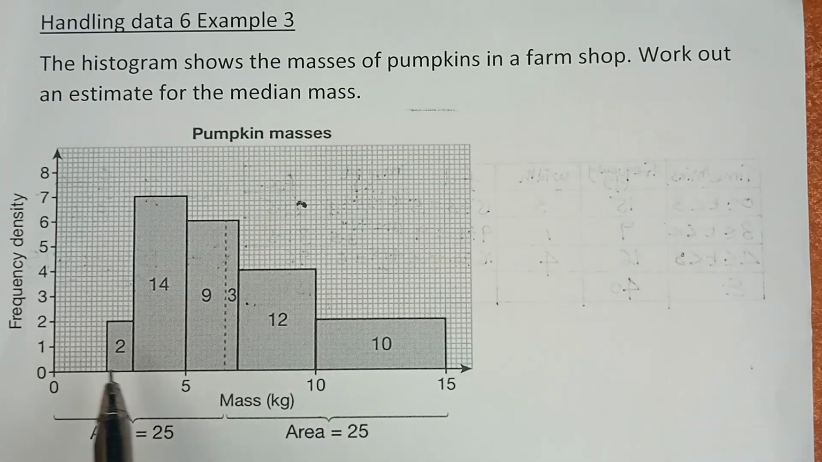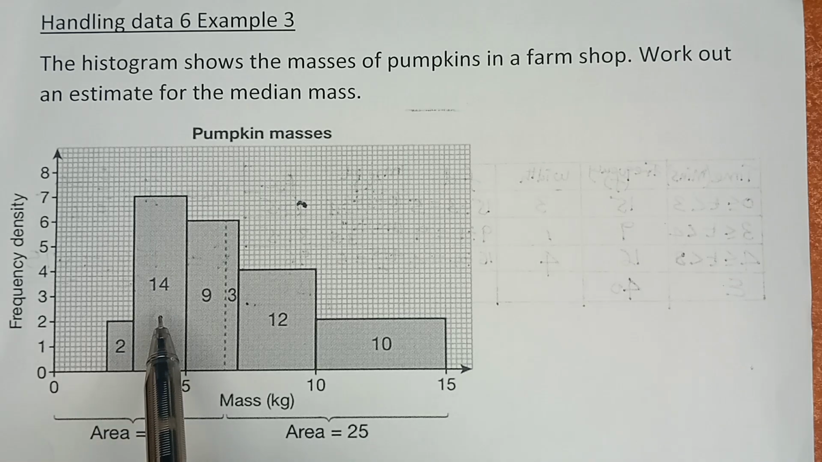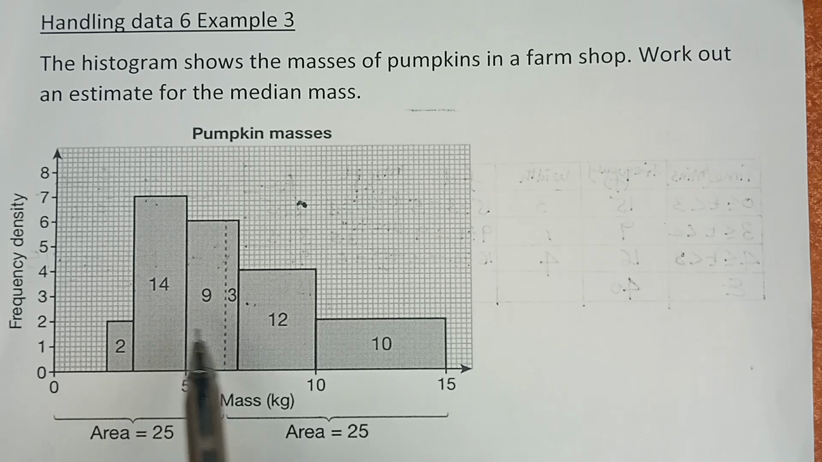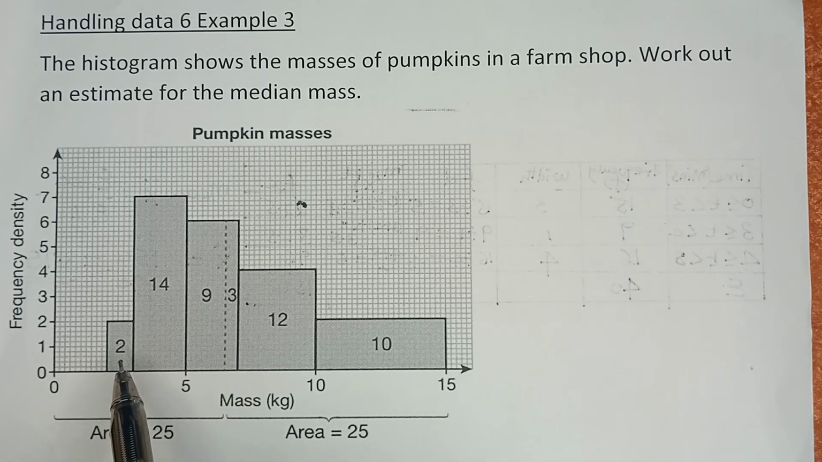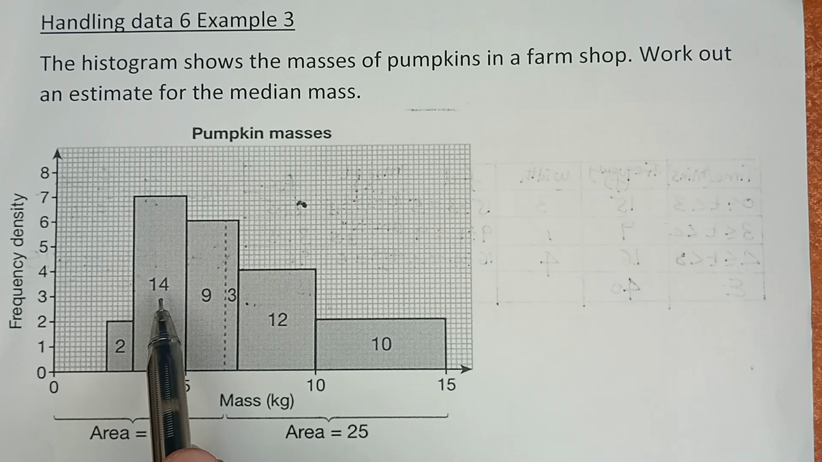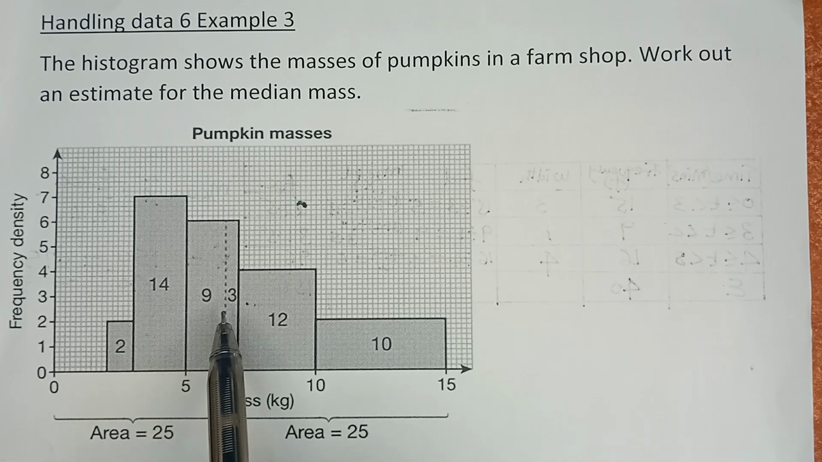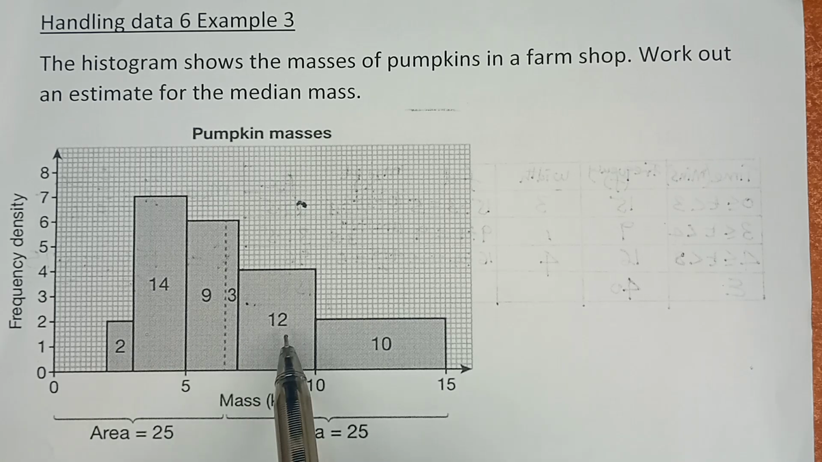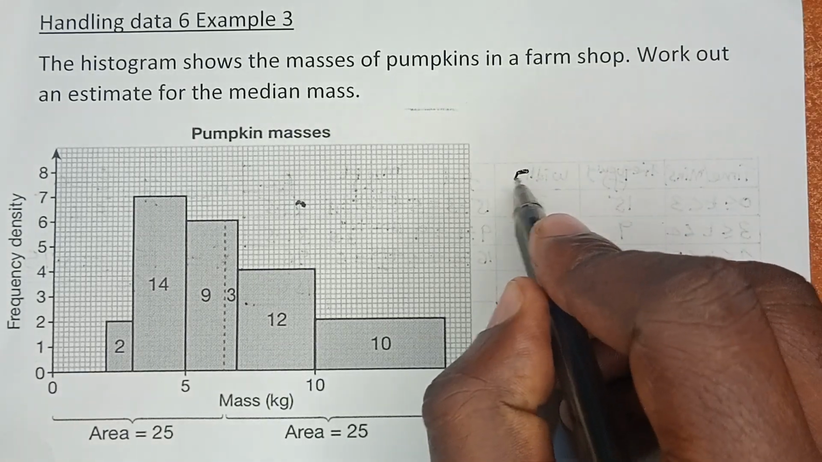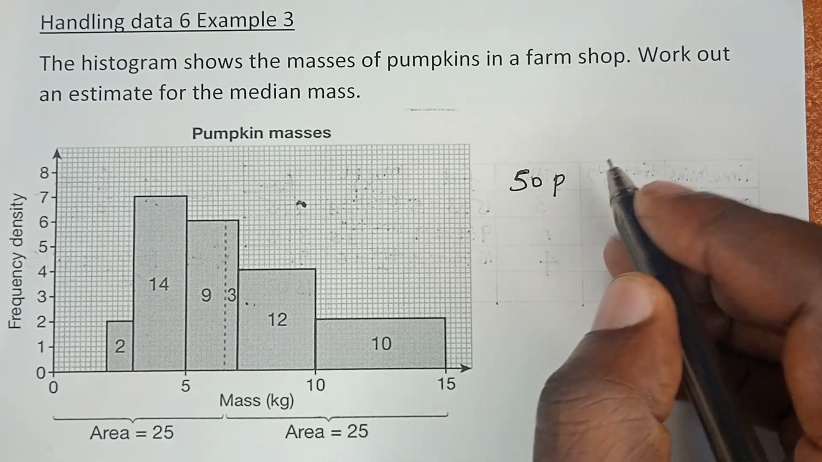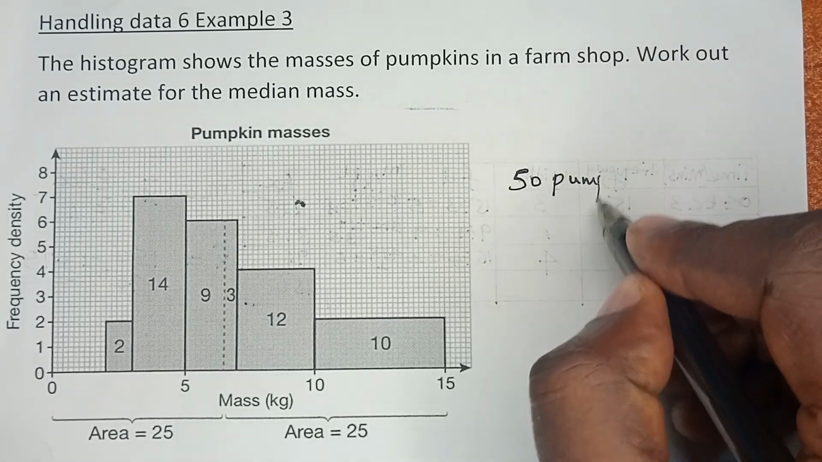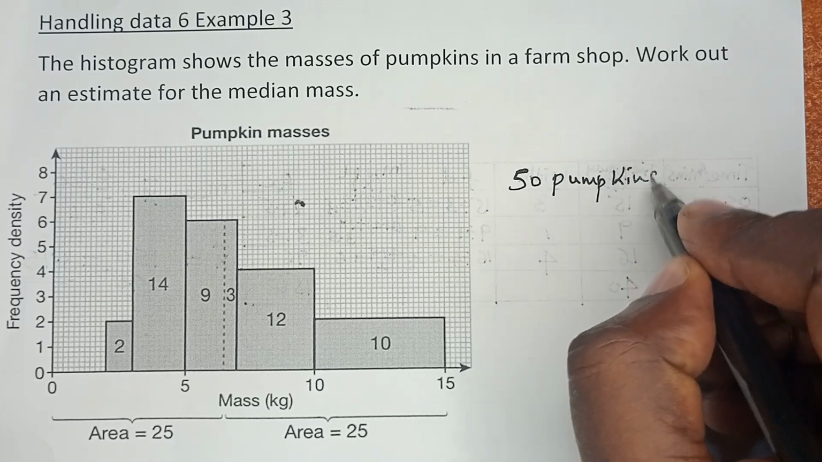So the area of the first bar being 2, we have 2 pumpkins there. The area of the second bar being 14, we have 14 pumpkins there. The area of this bar, we have 9 and 3, 12. We're talking about 2 plus 14, that is 16, plus 12 is 28. 28 plus 12 is 40. 40 plus 10 is 50. So in total, we are having 50 pumpkins in that shop.